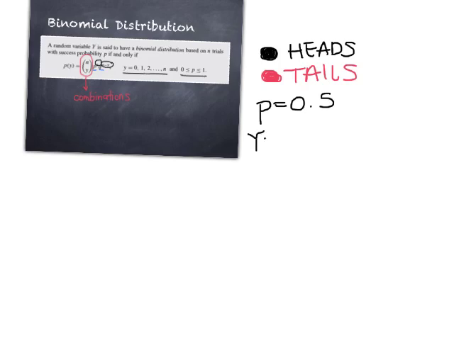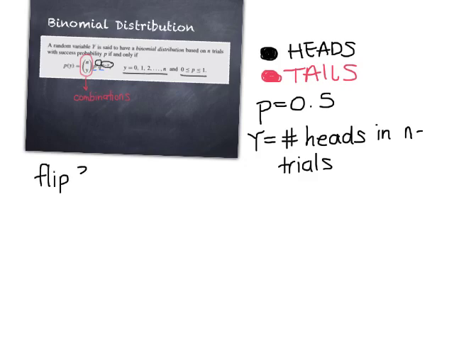So let's do this. Y is going to be the number of heads in n trials. And let's suppose that I flip the coin 3 times. So if you flip the coin 3 times, you have n equals 3, because these are the trials. And then we have here P, 0.5, and that's it. Actually, you just need P and n to describe the whole probability.